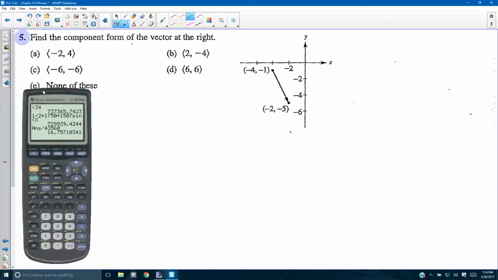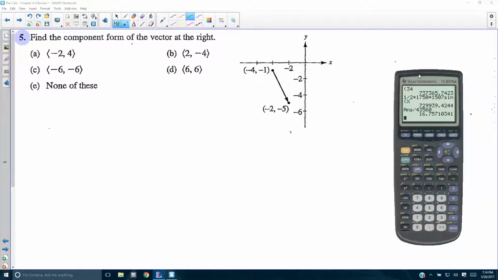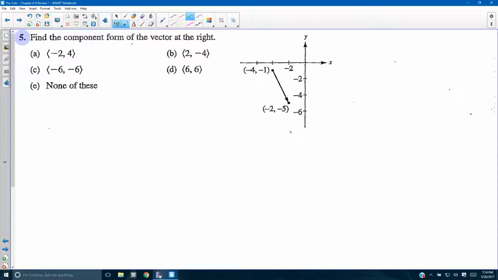All right, number 5. Ooh, there are a few. Find the component form of the vector at the right. Oh, that's multiple choice. Okay, let me shut this off for a while. I don't need it. Here we go.